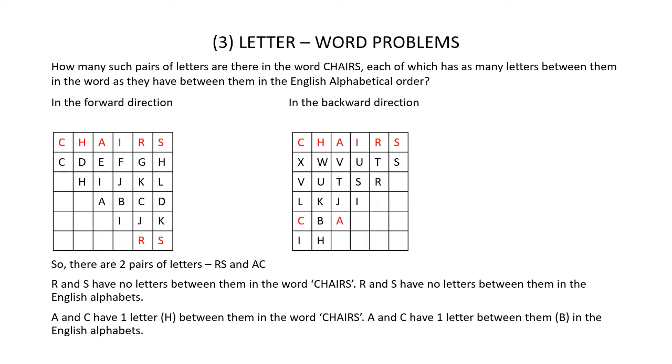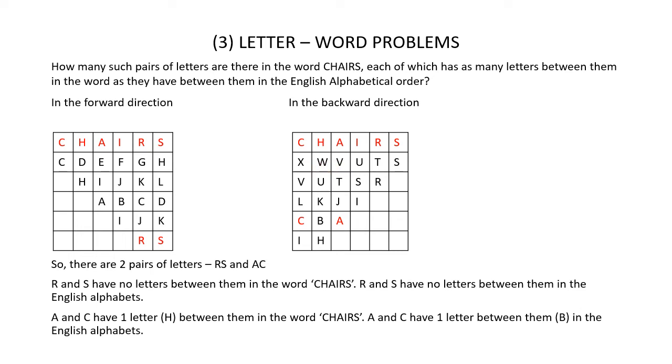Now let's solve in the backward direction. For that, first write the letters of the word CHAIRS in the first row. So write CHAIRS in the first row. Since we are solving in the backward direction, we have to consider S first, then move on to R, then I, then A, then H and then C. So let's start with S in the next row. Write the letters that come after S in the alphabetical order. So write S, T, U, V, W and X.